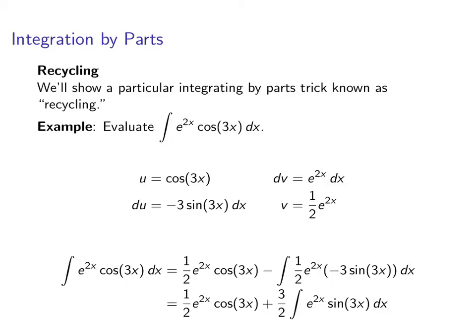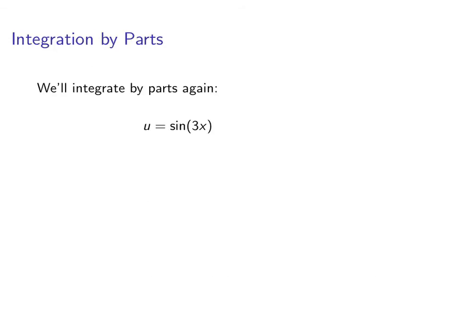Okay, so if we clean up, now it looks something like this. Notice the minus got canceled out, and the 1/2 and the 3 came together to make a 3/2. Now we're going to integrate by parts again, and we're going to choose u equals sine of 3x, and dv equals e to the 2x dx. This is again using the detail rule. du is 3 cosine of 3x dx, and once again v is equal to 1/2 e to the 2x.